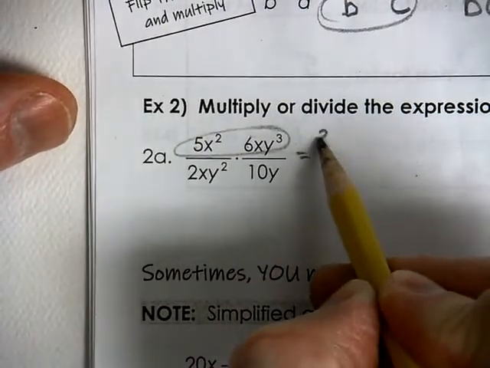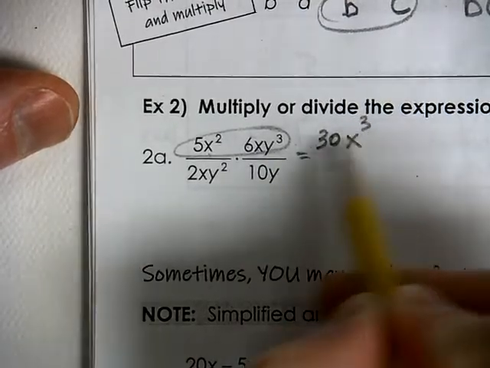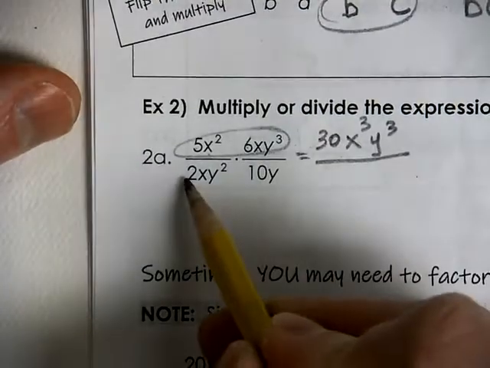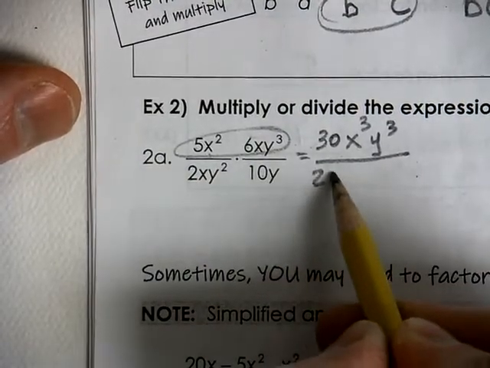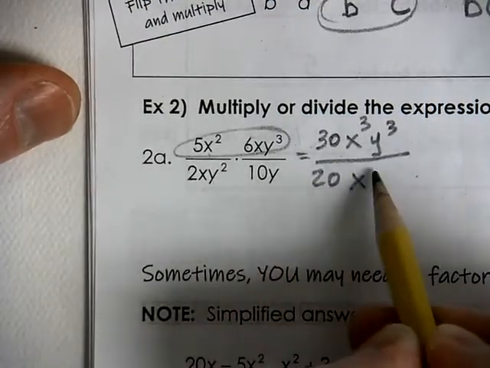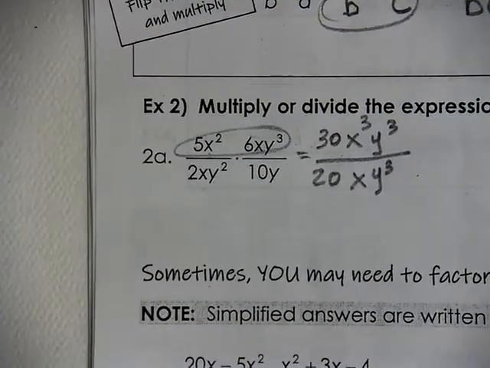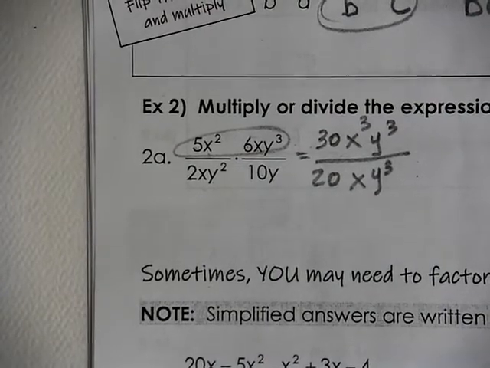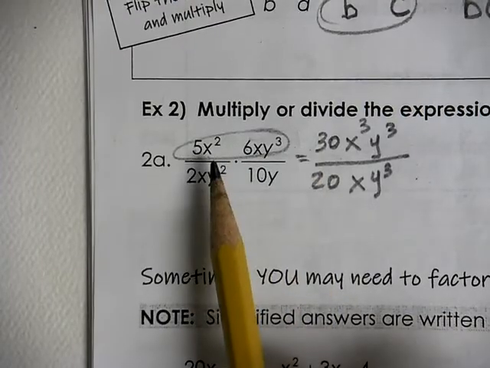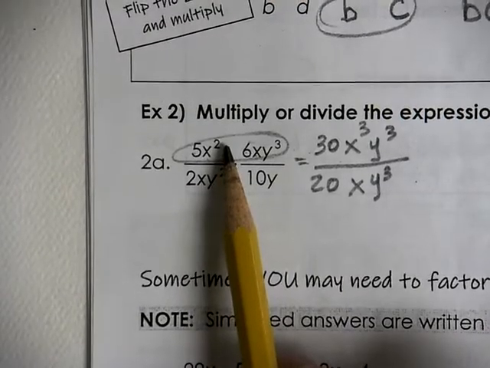5 times 6 is 30. x squared and x is x cubed and y cubed. On the bottom we have 2 times 10, which is 20. We have an x and a y cubed. So we multiplied our constant numbers, and whenever we multiply the same variable, we add the exponents.